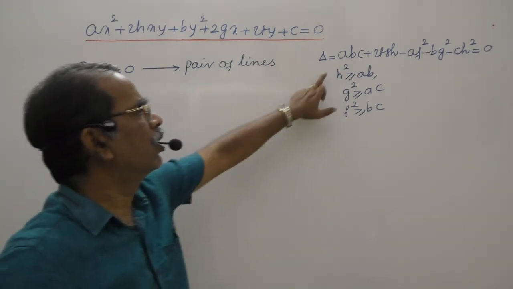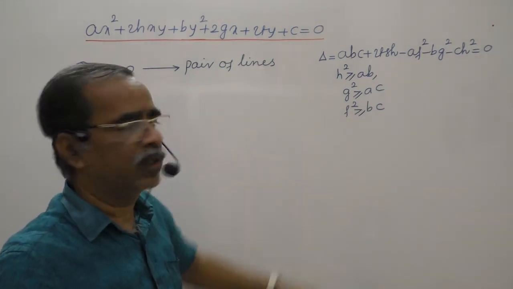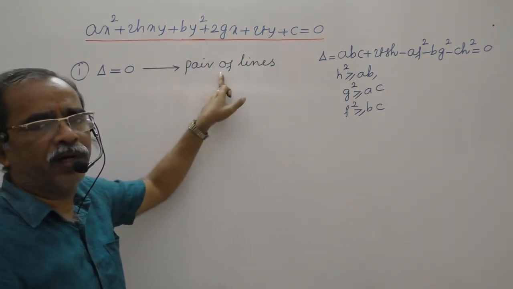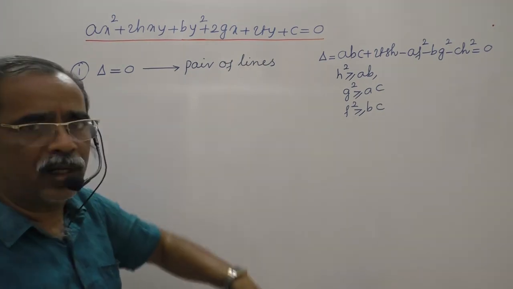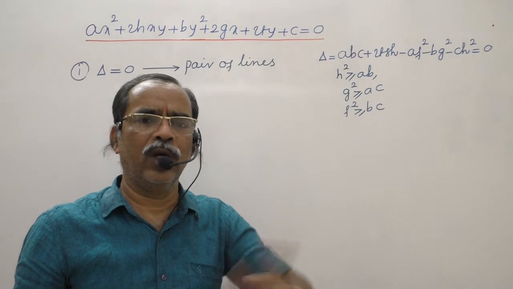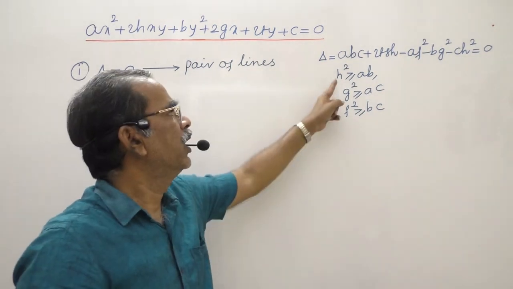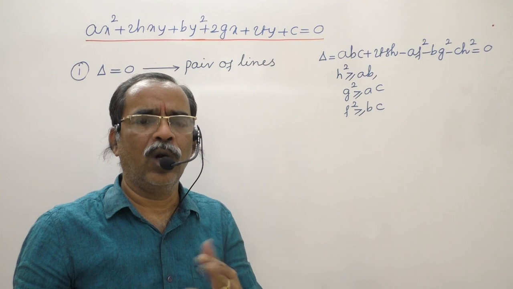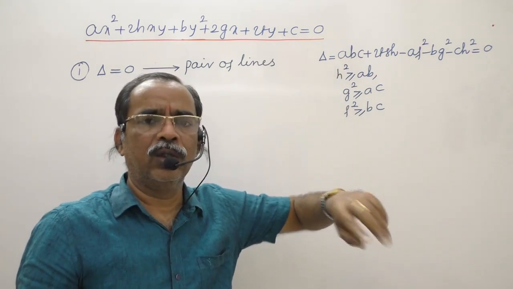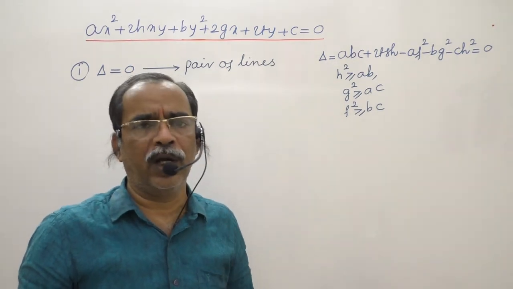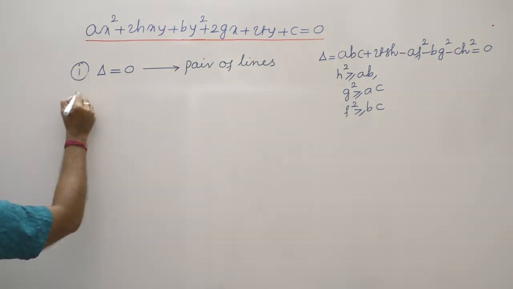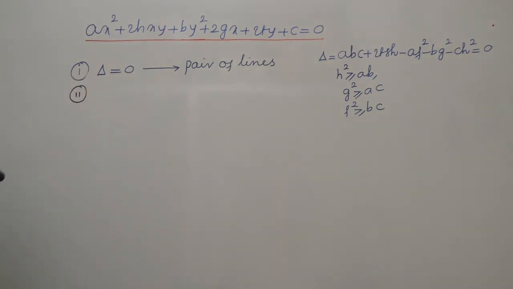I am not writing these, they are obvious. So this equation represents a pair of lines if delta is equal to 0. Further, for H square greater than AB, it will represent two real and distinct lines. H square equal to AB, two parallel lines, etc. If A plus B equal to 0, then it represents a perpendicular pair of lines, etc. Anyhow, if delta equal to 0, then it will represent a pair of lines.